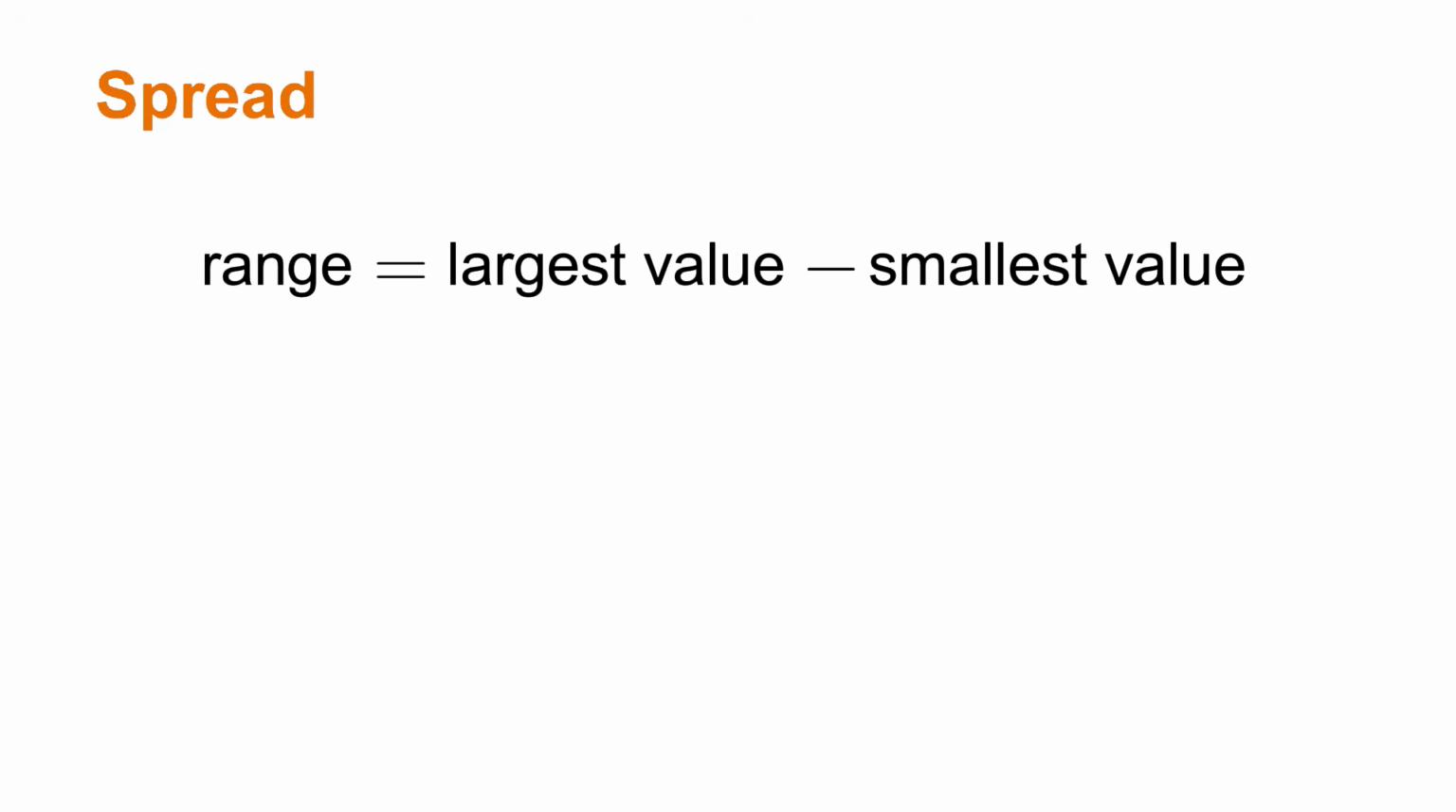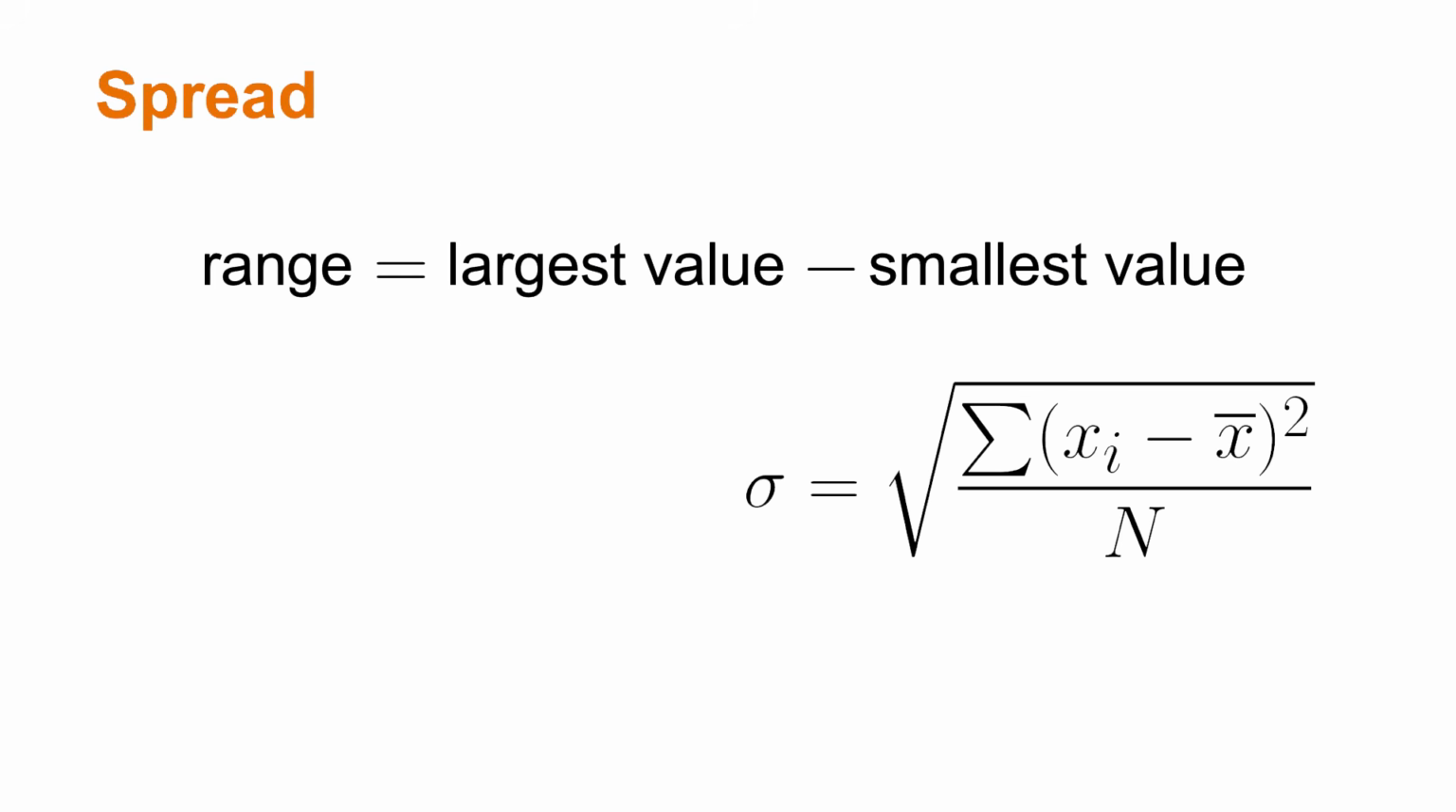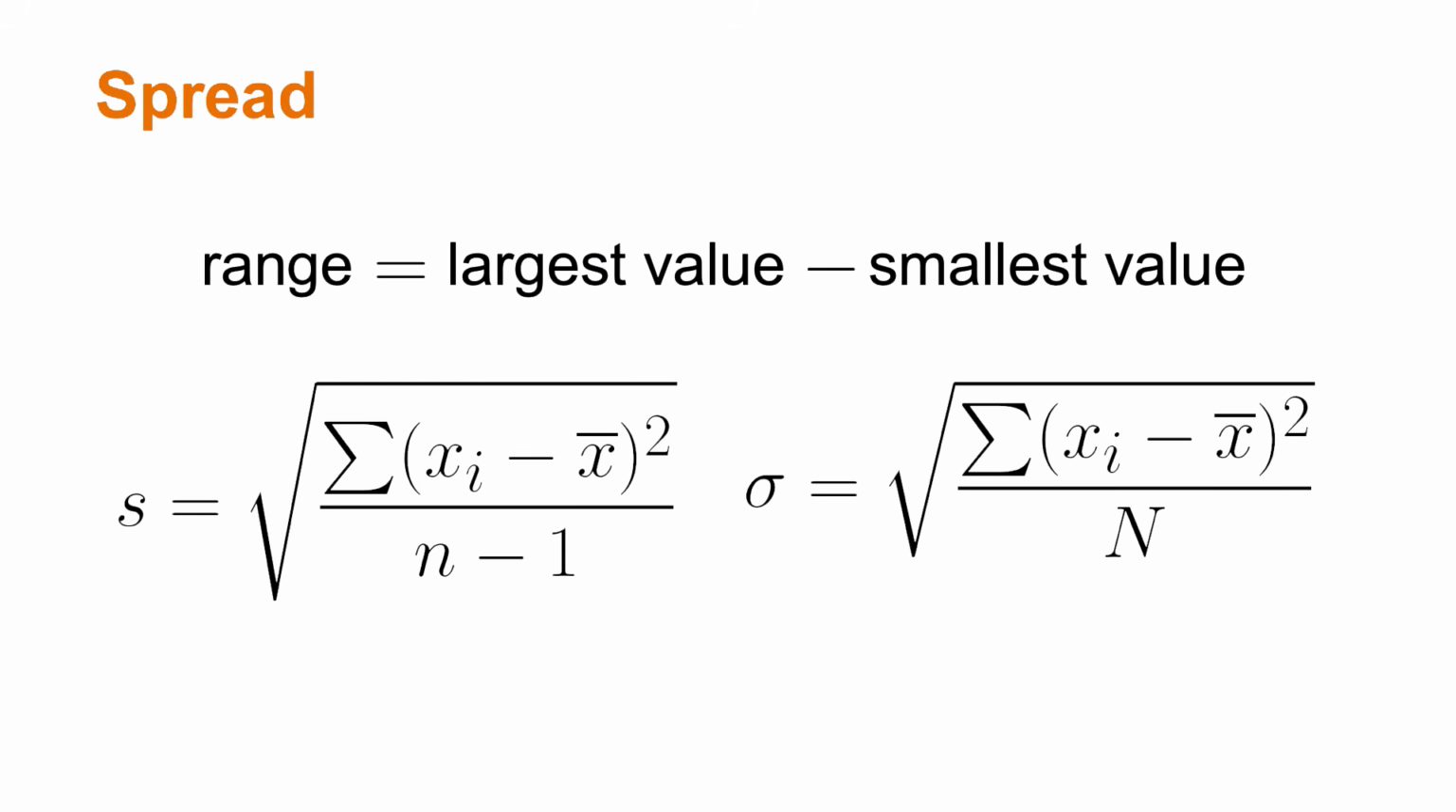The spread of a dataset measures how much each value varies from one another. We can measure the spread of a dataset using the range and standard deviation. The range of a dataset is simply the largest observation minus the smallest observation. The formula for standard deviation is a bit more complicated and has two different formulas, one for population, denoted by sigma, and one for sample, denoted by S.